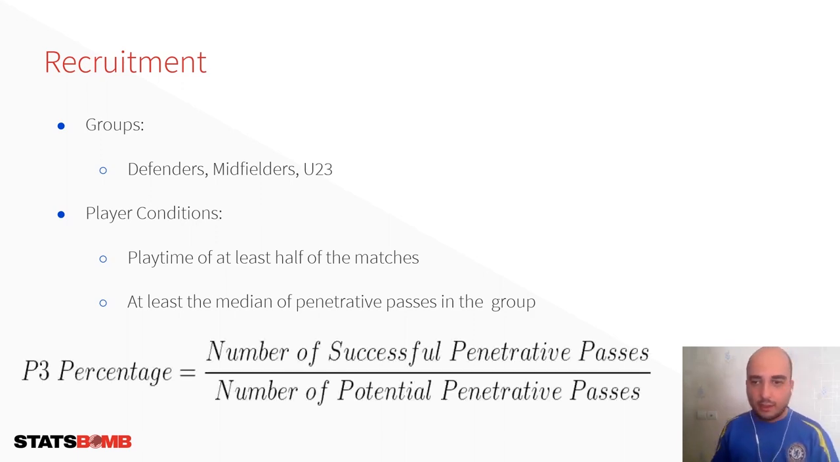And now it's time to introduce this KPI, P3 percentage. It's the number of successful penetrative passes divided by the number of potential penetrative passes a player had. And the higher, the better. So instead of only looking at the penetrative passes as an absolute number, we want to contextualize it and compare it to the number of times the player had the potential to play a penetrative pass.